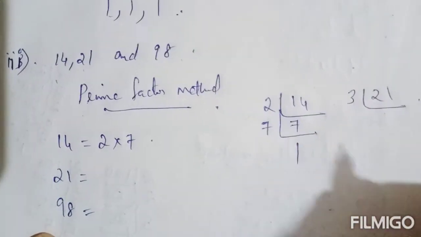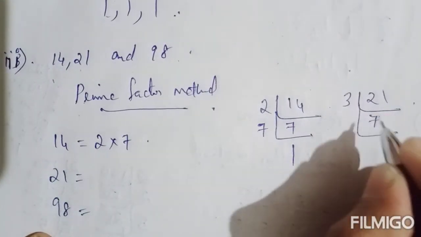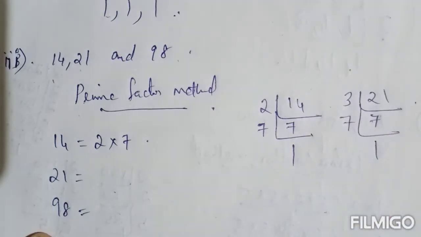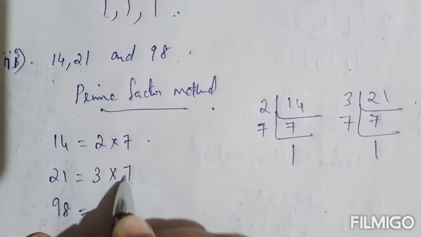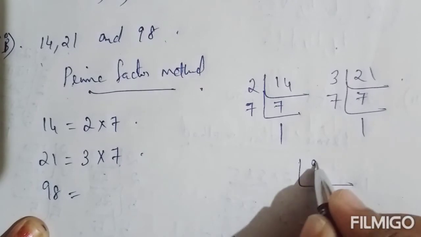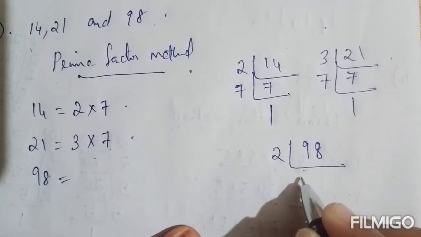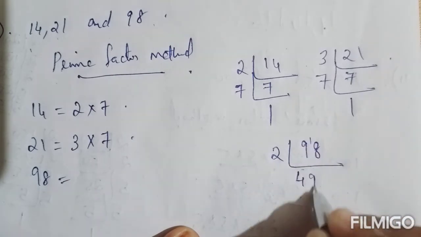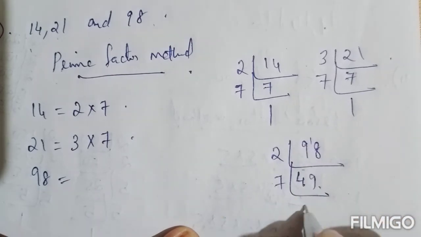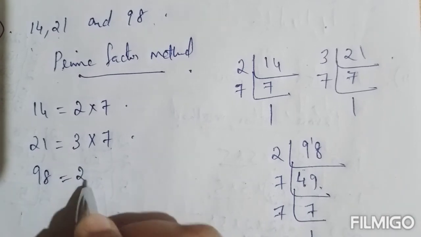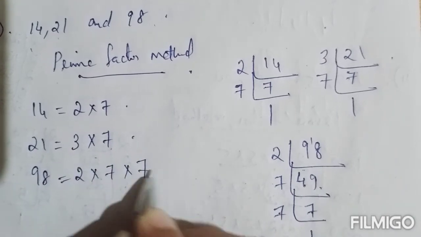Next 21. 21 you can divide by 3, 7. 7 you can divide by 7, 1. 3 into 7. Then third number it is 98. 98 you can divide by 2. It is 49. 49 you can divide by 7, 7. 7 you can divide by 7, 1. So 2 into 7 into 7.